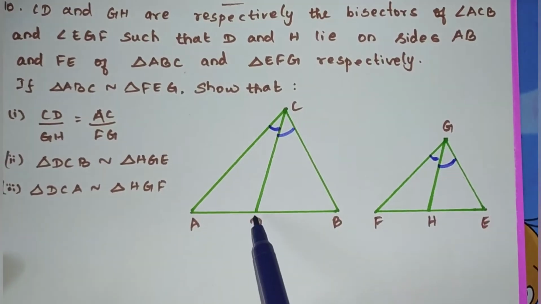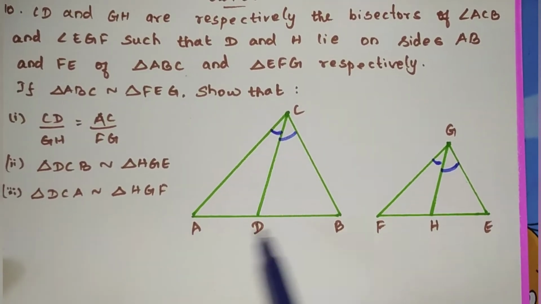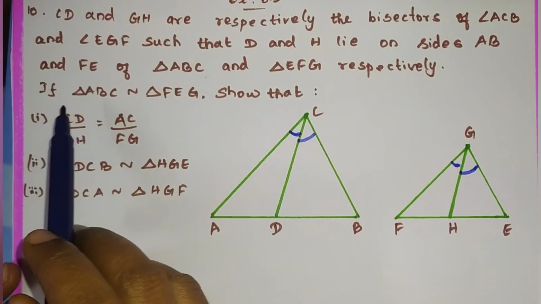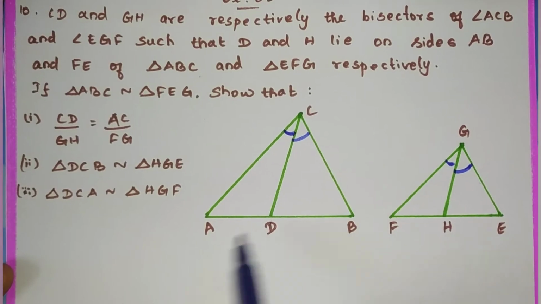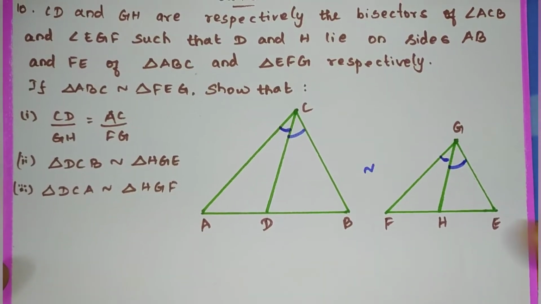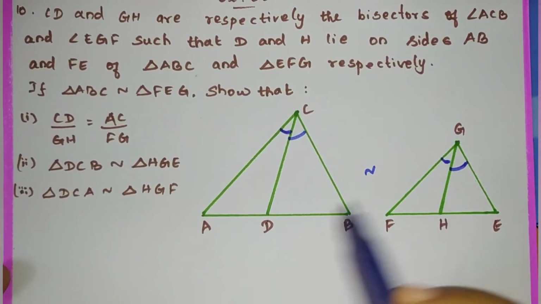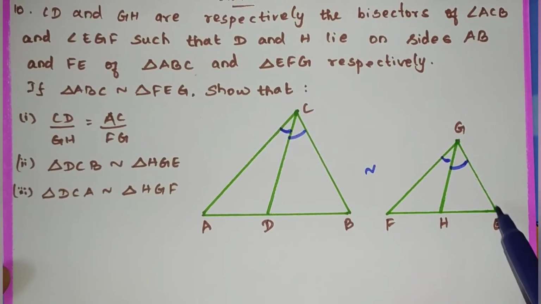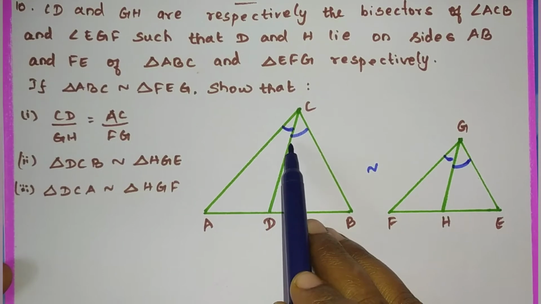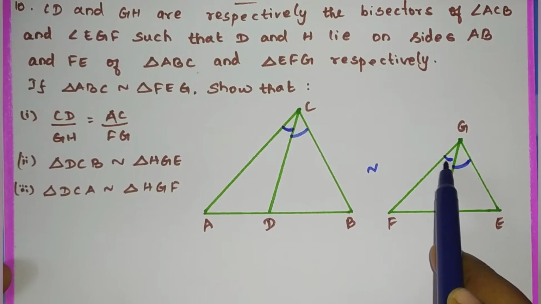Then such that D and H lie on the sides AB and FE of triangles ABC and EFG respectively. And they said that triangle ABC is similar to triangle FEG. Both the triangles are similar, so all the angles are equal. Angle A is equal to angle F, angle B is equal to angle E, and angle C is equal to angle G. If this is 60 degrees, this one is also 60 degrees.